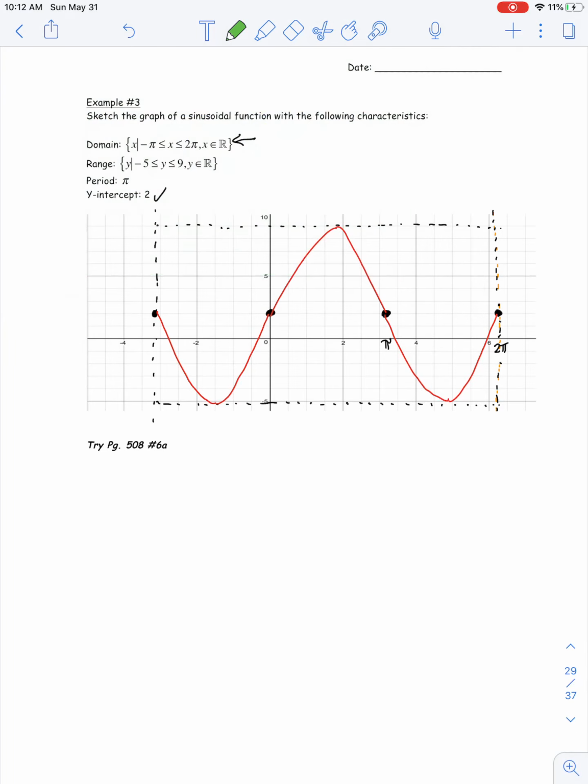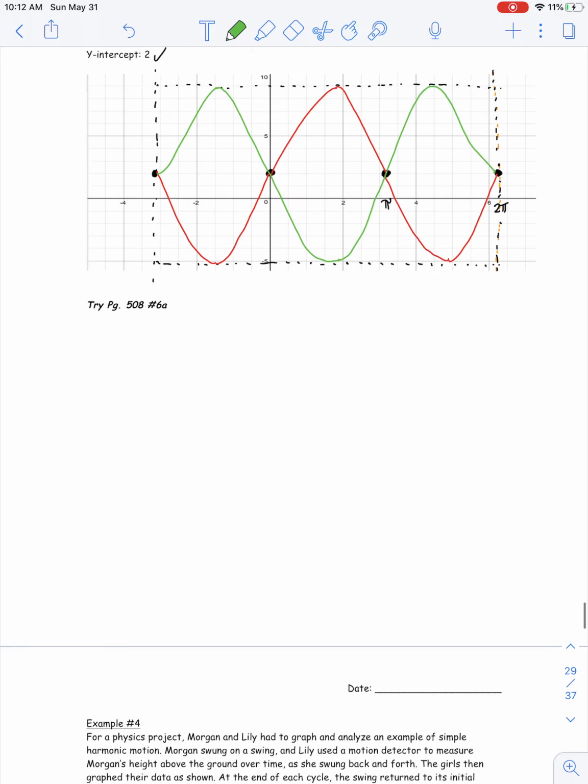Now, another picture that you could have drawn is you could have gone up to the maximum first and then down to the minimum, up to the maximum, and down to the minimum. So these are some options.